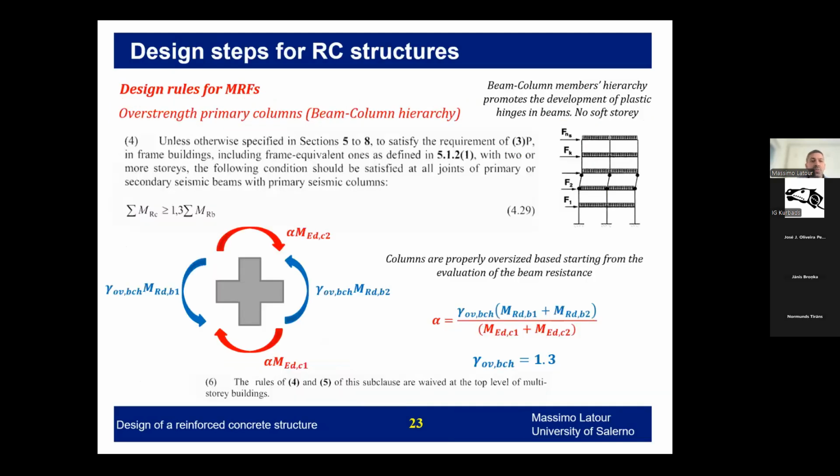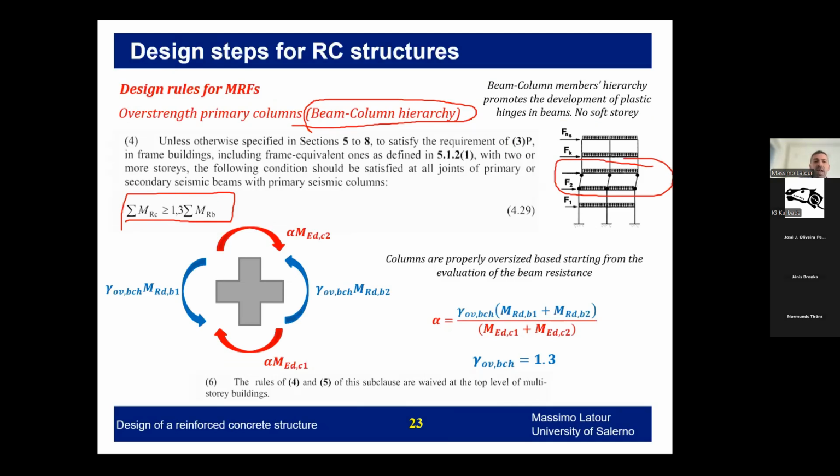For the columns, I apply what is called the beam-column hierarchy criterion. So I continue to increase the resistance of the elements which come after in my hierarchy: the beams, the shear stirrups in the beams, and now the flexural resistance of the column. This criterion is used mainly to avoid this kind of failure mode, having columns which are more resistant than the connected beams.